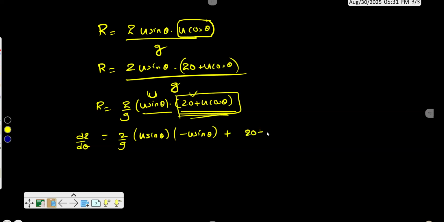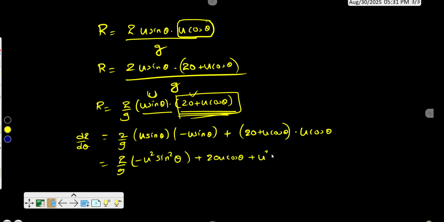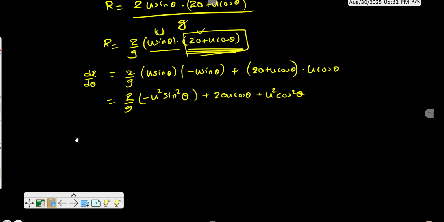That will give me 20 plus u cos theta into u cos theta, because sine theta's differentiation is cos theta. This would give me 2 by g into minus u square sine square theta plus 20 u cos theta plus u square cos square theta. Now, this is my dr by d theta.